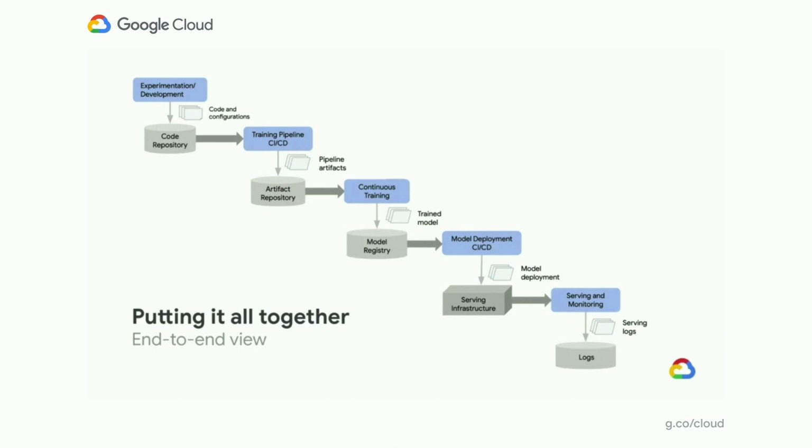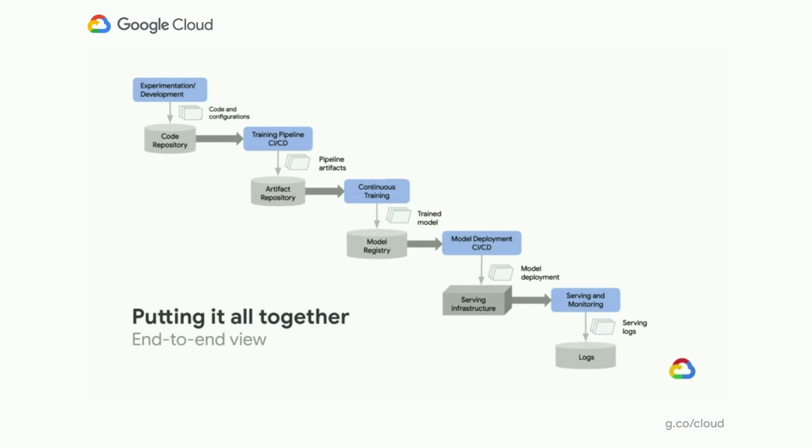Taking a step back and zooming out, here's the end-to-end view of both training and serving using our MLOps framework, and mapped to the input and output artifacts and different storage systems. So we start again with experimentation and development, where we develop a training pipeline that is reusable and repeatable. And then the code is checked into a code repository for source control.